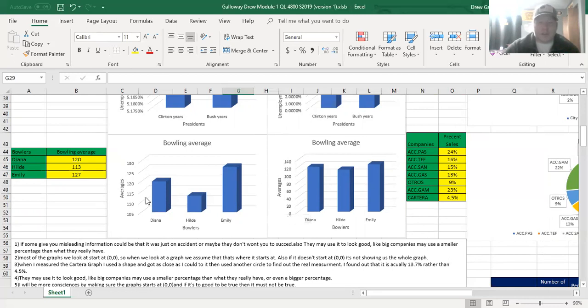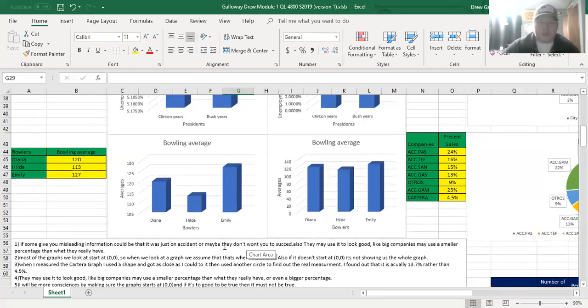So like this one, it doesn't start at 0.00, so it looks like there's a big difference. But if we were to just look at it and be like, oh yeah, here's a good graph, and then we copy and paste it to our reports, and then come to find out when we do put it at 0, it's not that big of a difference. And so now we just look bad because we copied and pasted.